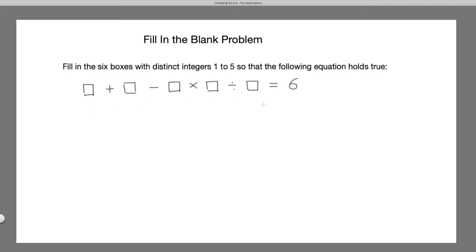There are 5 boxes, and there are 5 different integers, 1, 2, 3, 4, 5. So each box is going to hold a different integer. Please allow yourself several minutes. Try to solve this question yourself. Assume that you spend the time already and you understand the question clearly. So what's your approach?